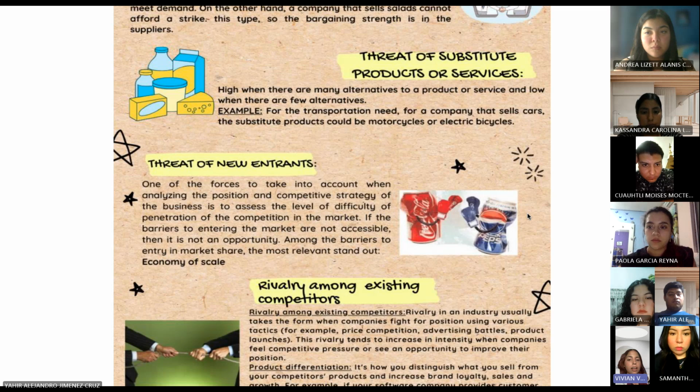Among the barriers to enter a market, the most relevant is the economy of scale. Established companies can have benefits due to their ability to produce on a large scale, which allows them to reduce unit cost and offer more competitive prices. In summary, the threat of new entrants is an important factor to consider when assessing competition in an industry and can influence the long-term profitability of established companies in the market.